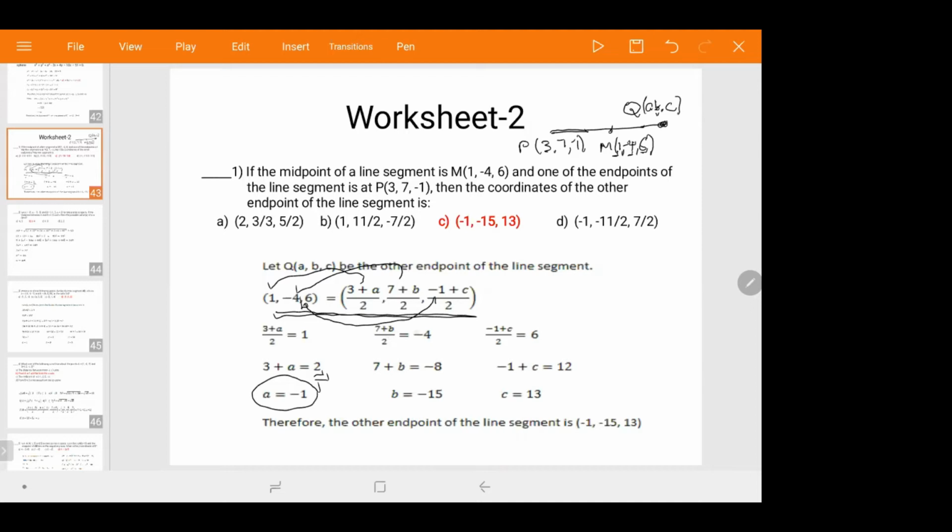(7 + B)/2 equals -4. So 7 + B equals 2 times -4, which is -8, and B equals -8 minus 7, that is -15. And (-1 + C)/2 equals 6. So -1 + C equals 2 times 6, that is 12, and C must be 12 plus 1, that is 13. Therefore, the other endpoint of the line segment must be (-1, -15, 13).